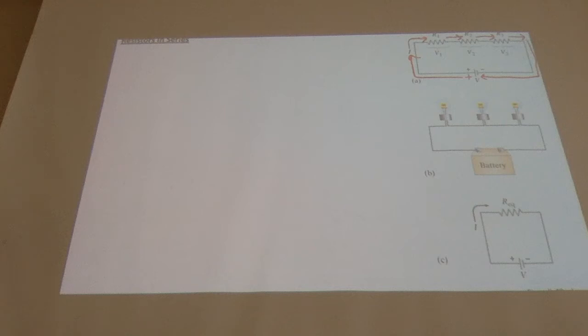So here are the rules for series resistors. Series resistors all have the same current passing through them. However, they may have different potential difference across each of them. Same I, different V.